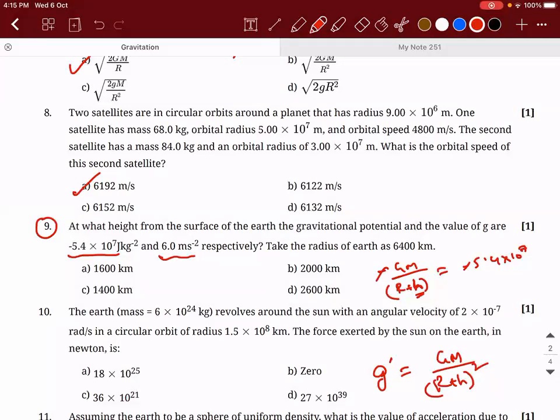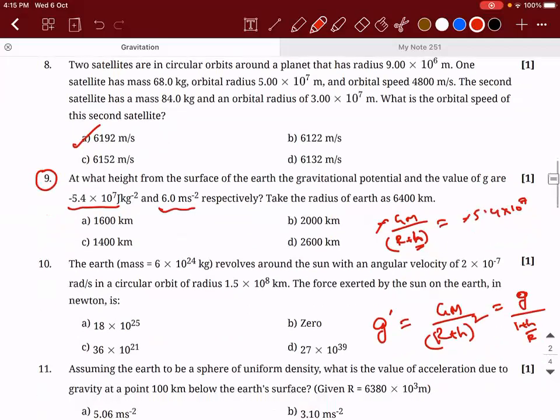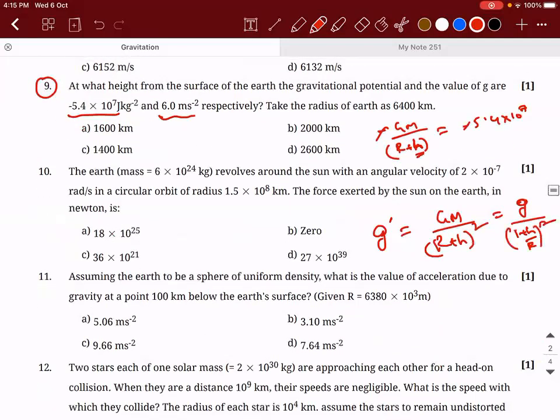Correct? Yes, sir. Sir, but they haven't mentioned the mass of the Earth, right? So mass is not given. Take that R outside. Sir, or else we can use the formula g into 1 minus 2H upon RE.